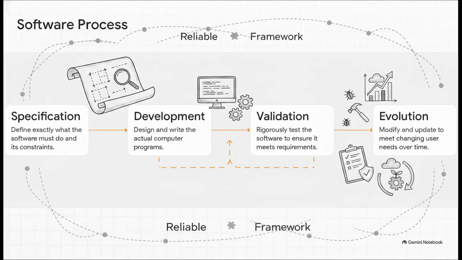To achieve those high standards of acceptability and dependability, we rely on a structured framework. Let's move to the actual process and see how this builds together. Every software process, no matter the specific methodology you use, involves these 4 fundamental activities. First, specification. Defining exactly what the software needs to do and setting its constraints.